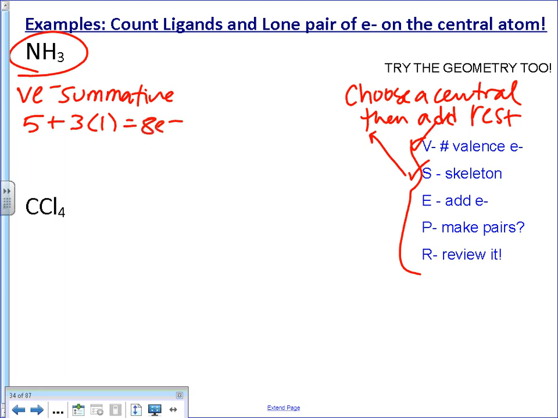Probably nitrogen, because the hydrogens are going to equally go around it. Nitrogen is the best central atom because it's a singleton, meaning you can write it in the middle and then write the hydrogens symmetrically around it. Okay? What do each of these dashes mean?